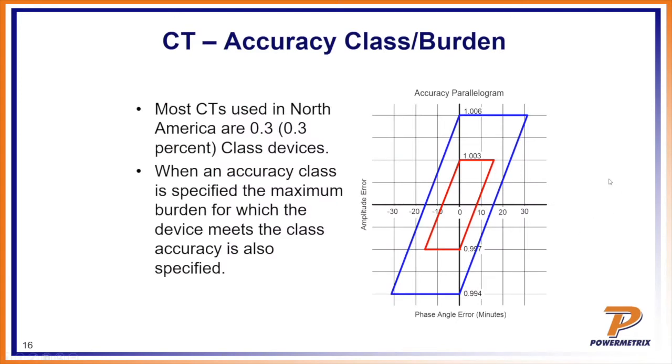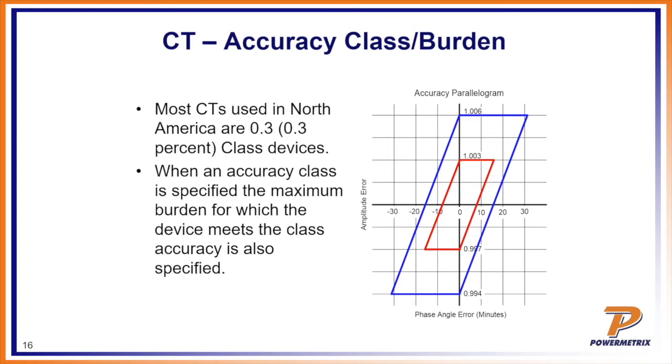So very similar to the PT parallelogram, this is a CT parallelogram. Same concept. In that red window is our 0.3% tolerance. So when the CT is manufactured, they put it on a sinusoidal waveform, stable load coming into the CT, and they check to see how well the accuracy is at certain steps within its range. And again, I'll talk about that in a second. But each CT has its own accuracy class. Typically, they're all 0.3.